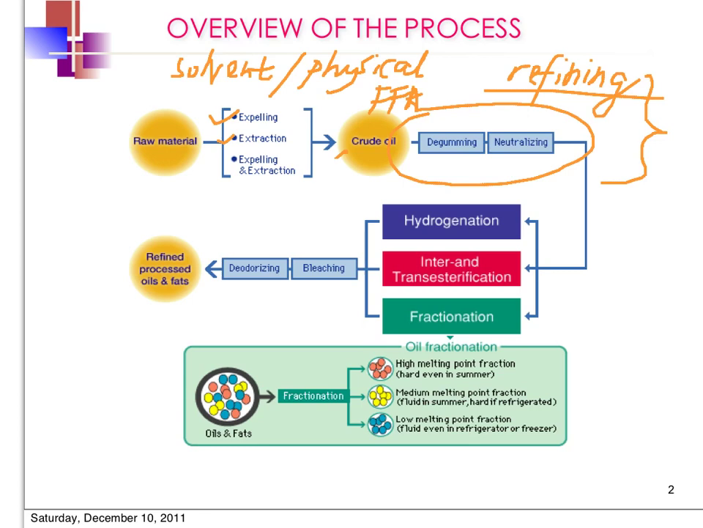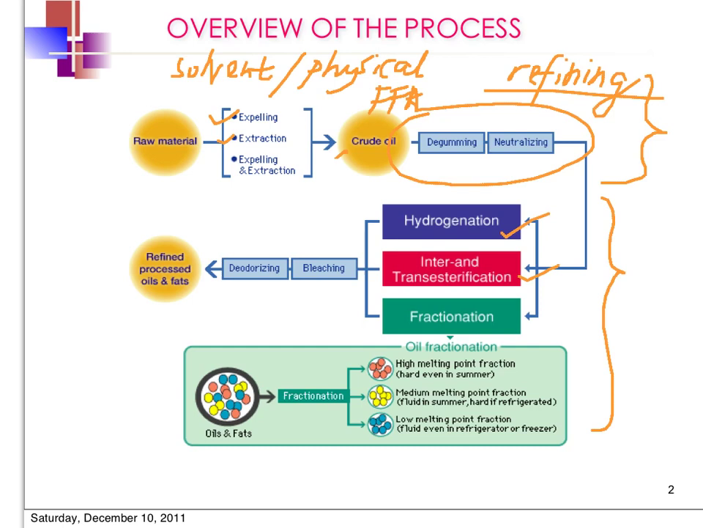The second major stage in oil processing is modification. The objective of modification is to modify the properties of the oil to produce oil products with different physical properties. Some of these modification processes are, for example, hydrogenation. This is a very widely used process in the industry to increase the melting point and the solid fat content of the fat. So usually we use this process to produce products like margarine.